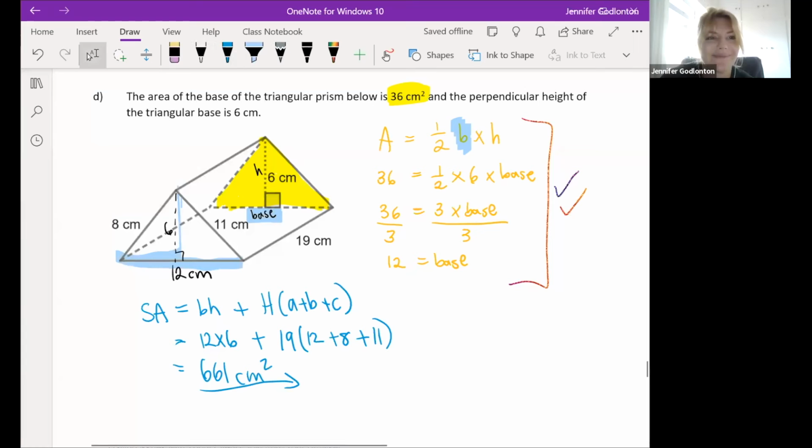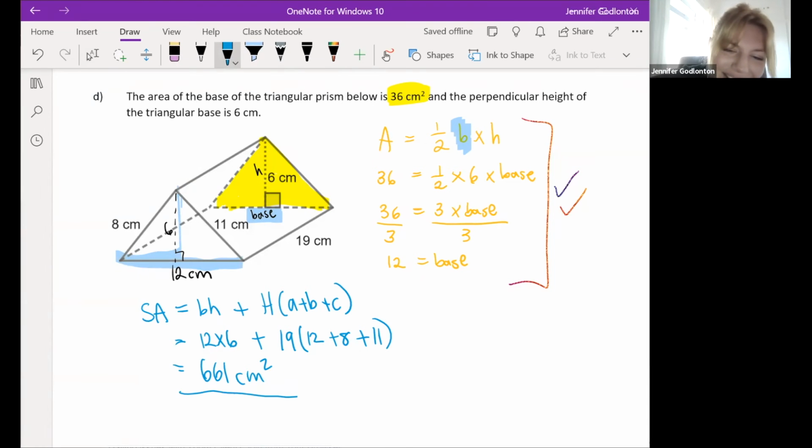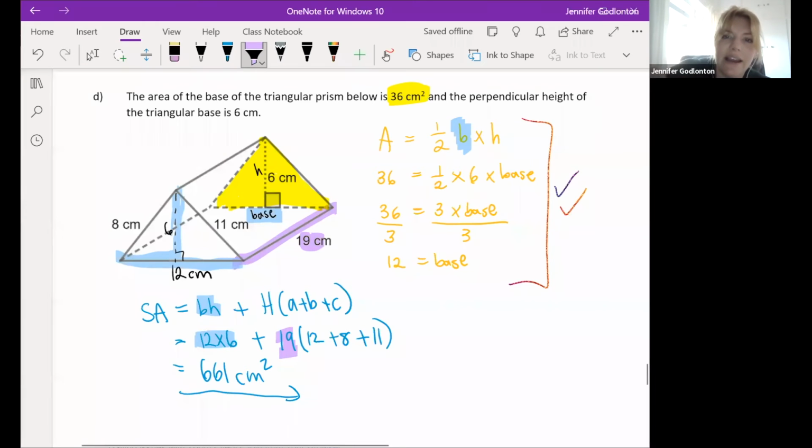Nice job, Tiana. Really, really good. Okay, so just be careful: my base and my height have to be the perpendicular ones. So that's why that's the 12 times the 6. And then our big height of our whole shape, remember, that's this length over here. That's that 19. And then these over here are the 3 sides of my triangle. So 8, 12, and 11.